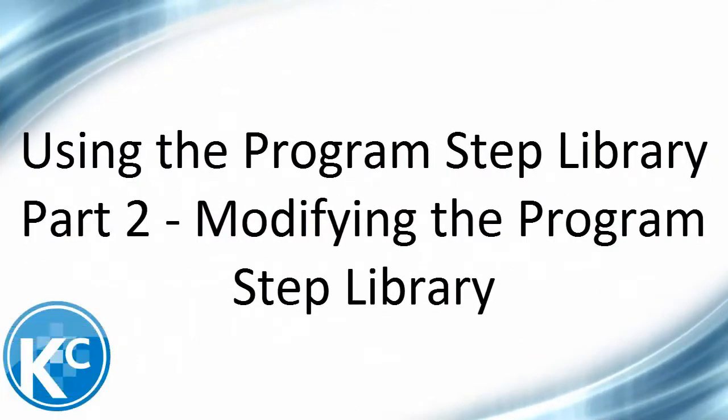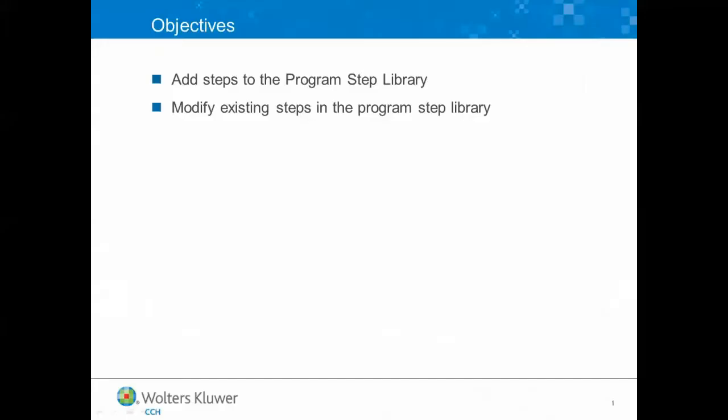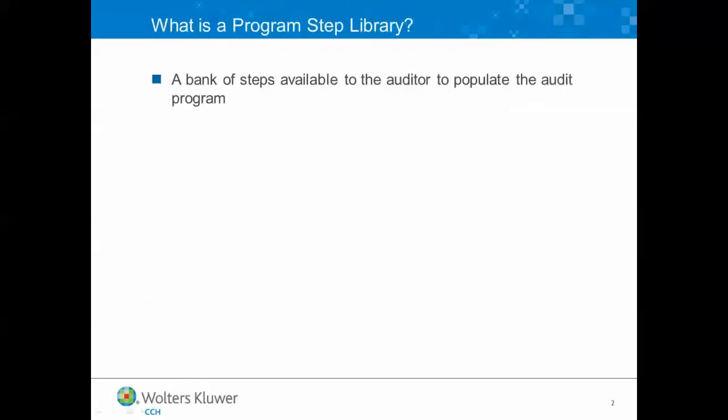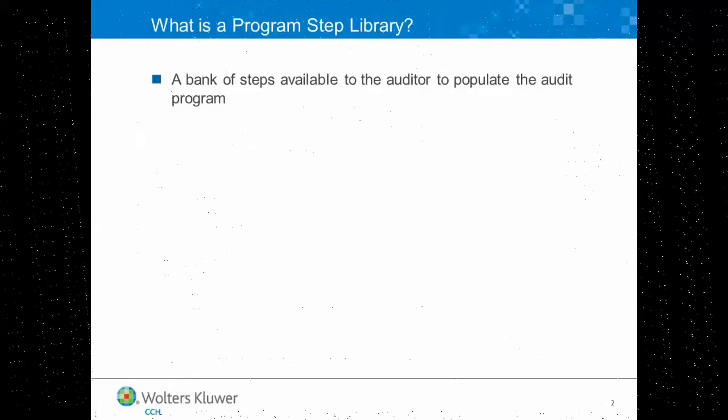By the end of this segment, you should understand how to modify an audit program with a program step library. So what is a program step library? A program step library is a bank of steps used to populate a substantive audit program. In Part 1, we discussed how to add and remove steps to an audit program using the program step library. This segment will focus on adding your own custom steps to the library and modifying the author's steps if necessary.